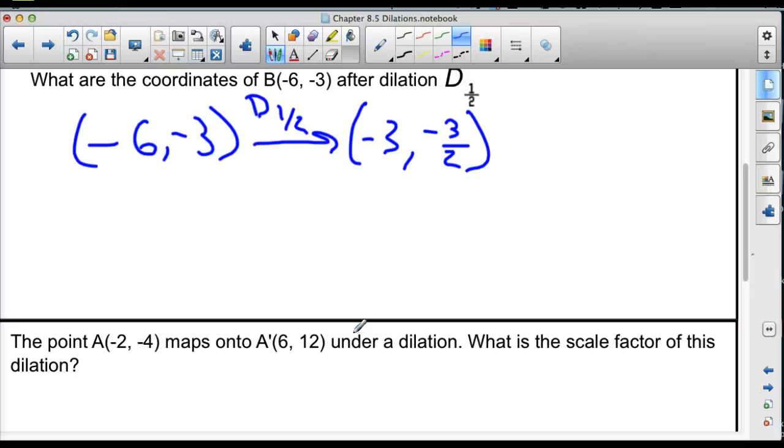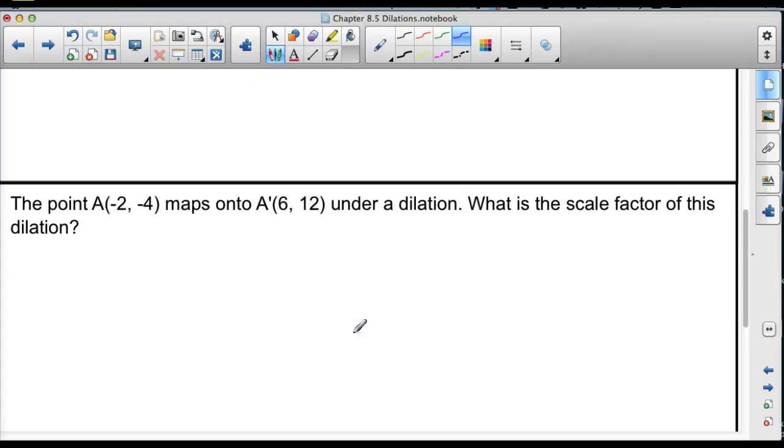All right? Now let's try to make it a little more difficult. Third problem says the point A, -2, -4, moves to 6, 12 after some kind of dilation. We want to find the scale factor. Now, if you remember, the scale factor is just what you're multiplying by. So we have to figure out what we're going to multiply by to get from -2 to 6 and -4 to 12. It is the same number. For a dilation, we use the same number for x's and y's. So it's only one number.